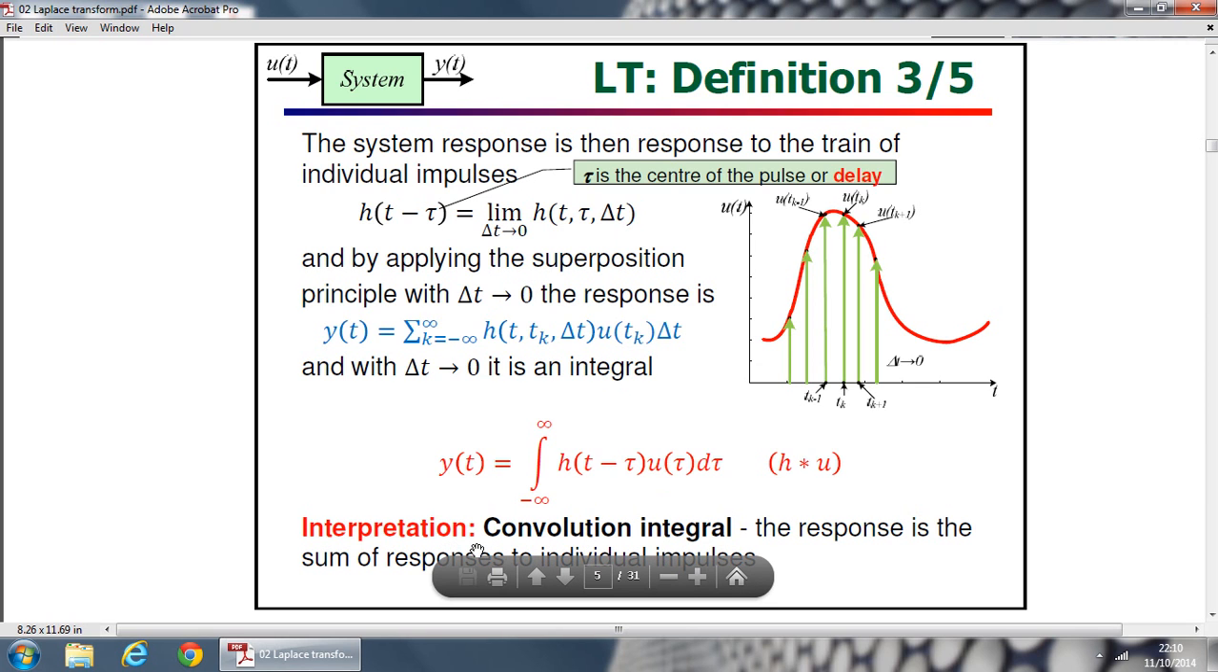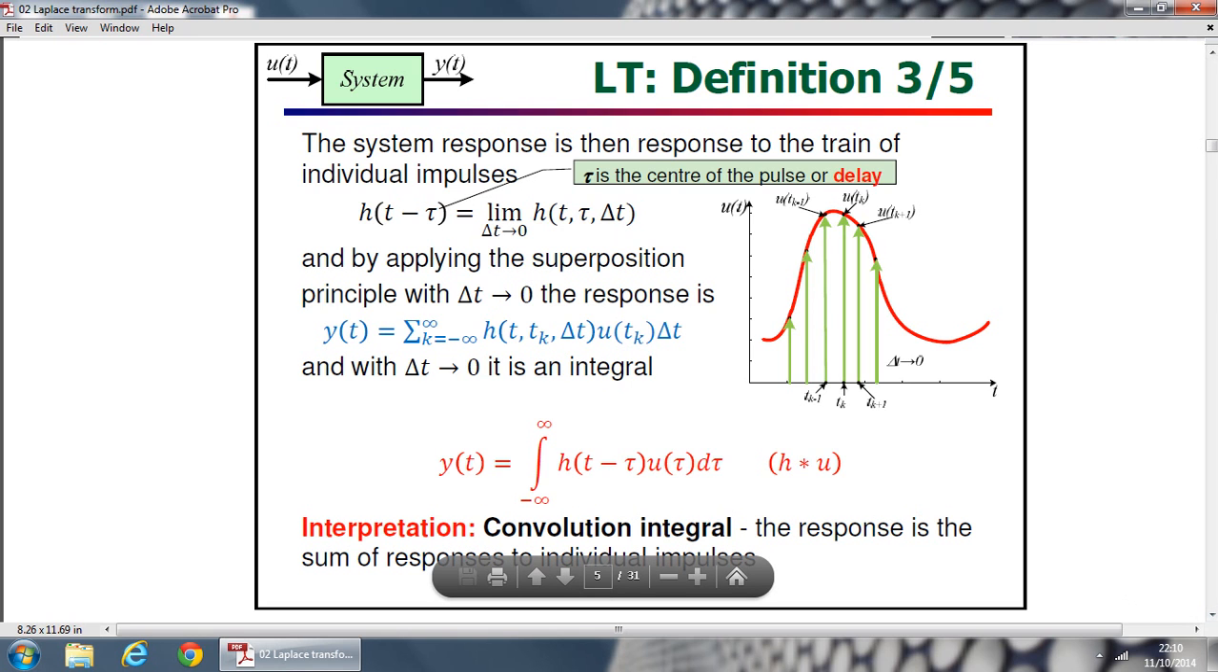The interpretation of the convolution integral is that the response is the sum of the responses to individual impulses. So to solve this problem, the first relation or integral that you need to use is the convolution integral.